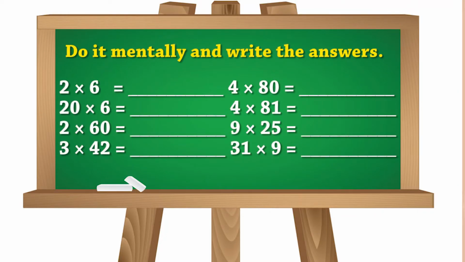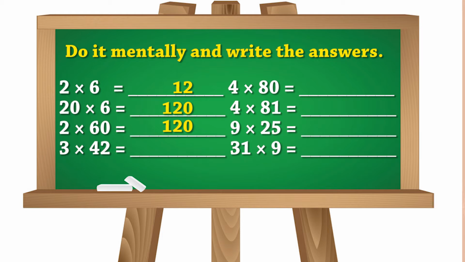There are 8 problems displayed on the screen. The first one is 2 into 6. It is a single digit, so the answer is 12. The next one is 20 into 6. Again a two digit number multiplied by a single digit, so 20 into 6 becomes 120. The third problem is 2 into 60. Here I can interchange the numbers, and the product I get is the same. So 2 into 60 also gives 120.